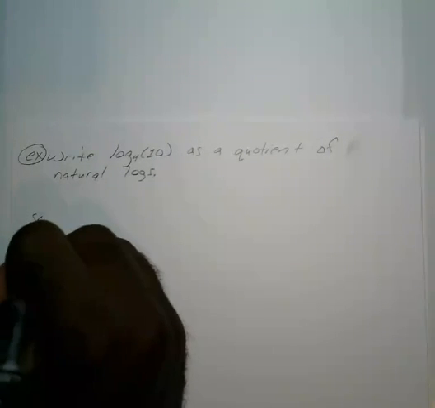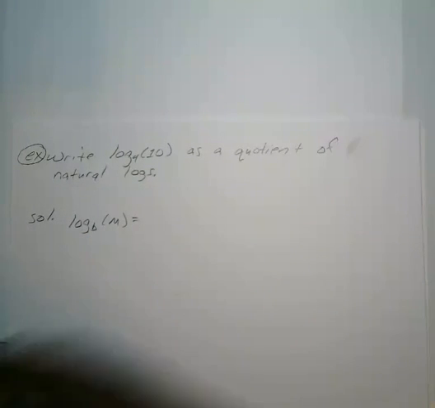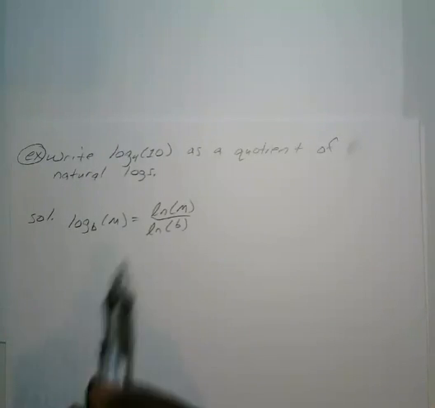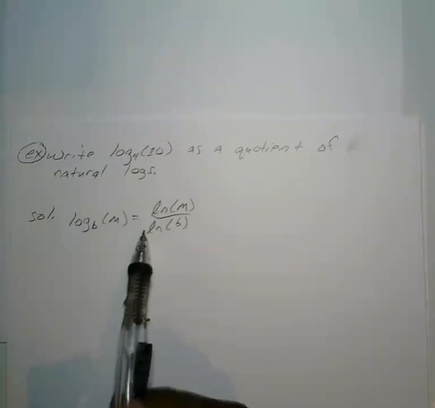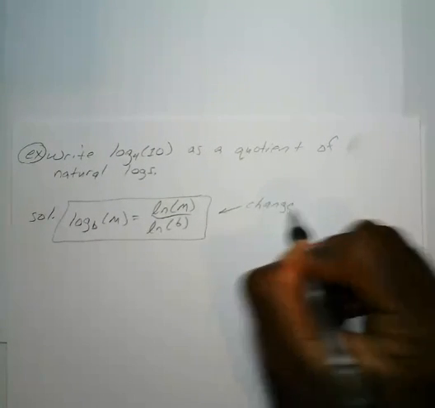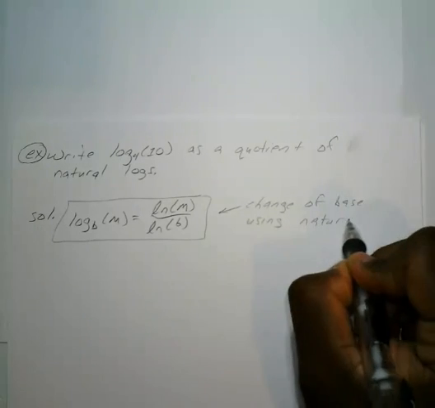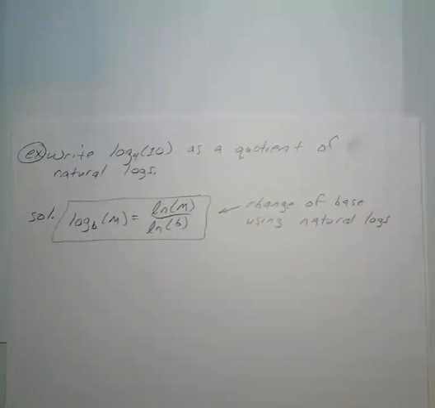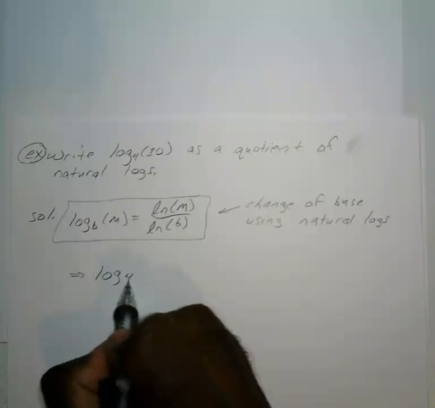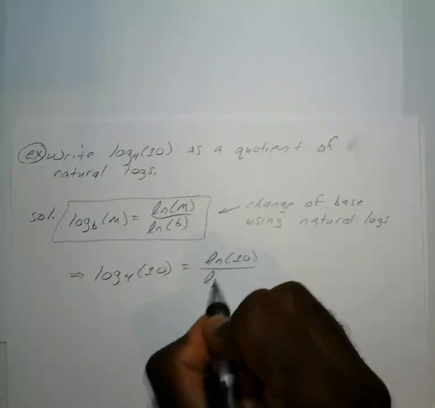Okay, now remember the change of base formula. Log base b of m, you can actually just make that the natural log of m over the natural log of b. That's if you make your base equal to e. So you can actually just use that: change of base using natural logs. Really all you're doing is plugging it in. So log base 4 of 10 is just going to equal the natural log of 10 over the natural log of 4.